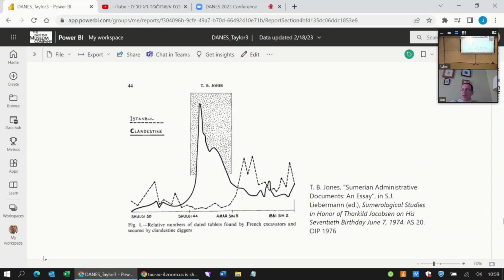The kinds of questions we can ask now are not all new, of course. So 50 years ago, Tom Jones came up with this graphic showing the complementary temporal distributions between tablets from the official and unofficial excavations at Kursu. And he could show something quite meaningful with that. Anybody can do this now, and so much more, and very quickly.